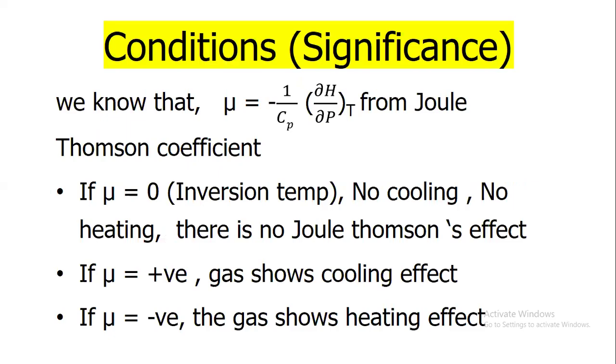Condition significance. We know that mu equal to minus 1 over Cp times (∂H/∂P)_T from the Joule-Thomson coefficient. If mu equal to 0, that is the inversion temperature, no cooling, no heating, there is no Joule-Thomson effect. If mu is positive, the gas shows a cooling effect. If mu is negative, the gas shows a heating effect.